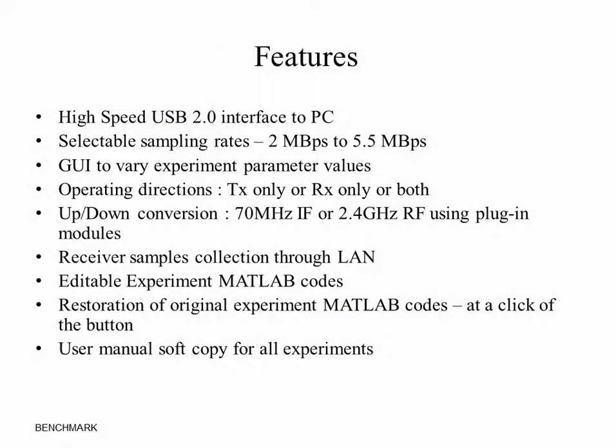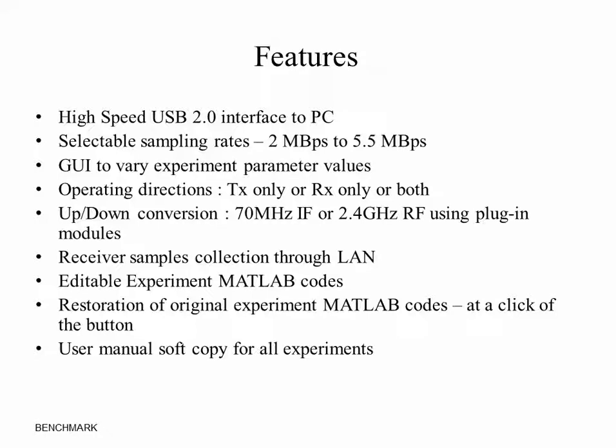The salient features of WiComm includes high-speed USB interface to PC, selectable sampling rates from 2 Mbps to 5.5 Mbps, GUI to vary experiment and experiment parameter values. Operating direction of the kit can be set as a transmitter only or a receiver only, or it could act in a loopback method.